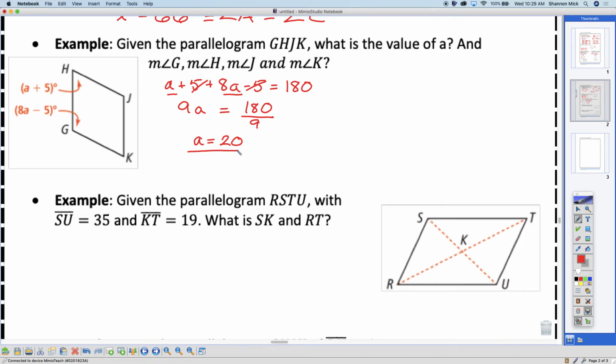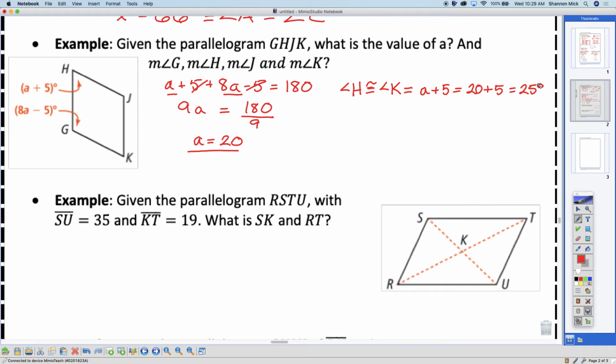So I'm going to put A back in. I know that angle H is congruent to K, which is going to equal A plus 5. But what's A? 20. So 20 plus 5 is 25. Now, I could do 25 times 2 is 50, subtract it from 360, divide by 2, or I could just plug it back in, right?